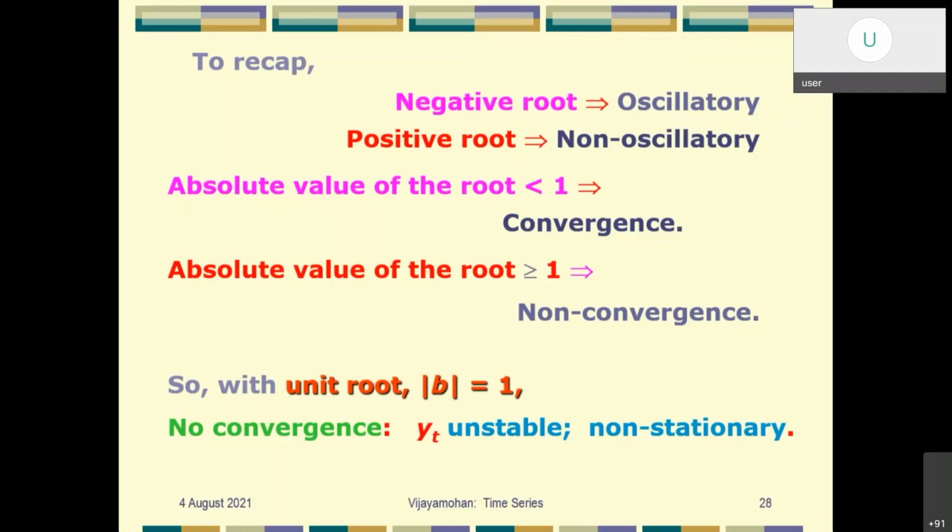That instability is the non-stationarity problem. So the non-stationarity is because we do not have a convergence. We do not have a convergence because the root of the system is not less than 1. So I hope you understand that, right?